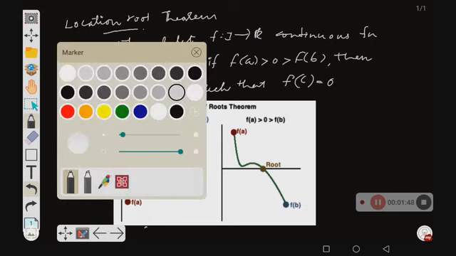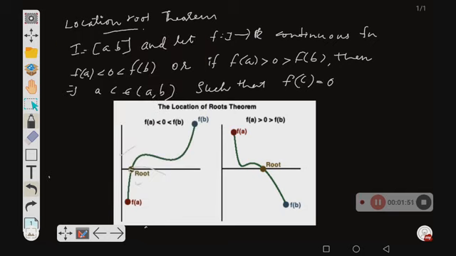That point is c, such that f of c is equal to 0. Since it is on the x-axis, f of c must be equal to 0. In a similar way, if f of a is greater than 0 and f of b is less than 0, this will also happen. There exists a point c on the x-axis such that f of c is equal to 0. What this means is that c is a root of the function f of x, or otherwise a root of the equation f of x equal to 0.